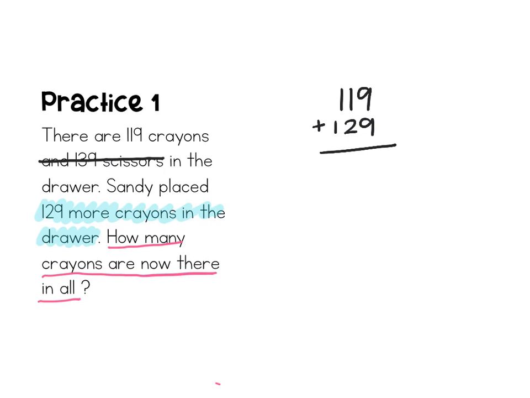So I'm going to add starting with the ones place. 9 plus 9 is 18. I can only put the ones in the ones place. 18 is really a group of 1 ten and 8 ones. So I'm going to put that 10 in the tens place. So that makes 4 tens and 2 hundreds. So there are now 248 crayons.